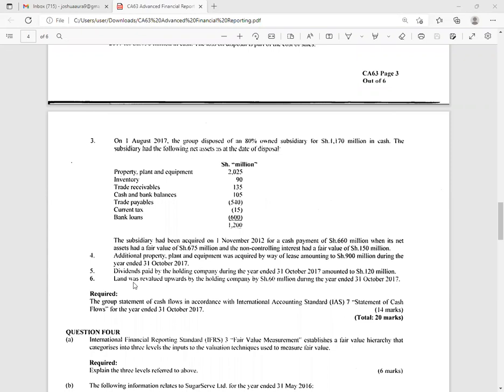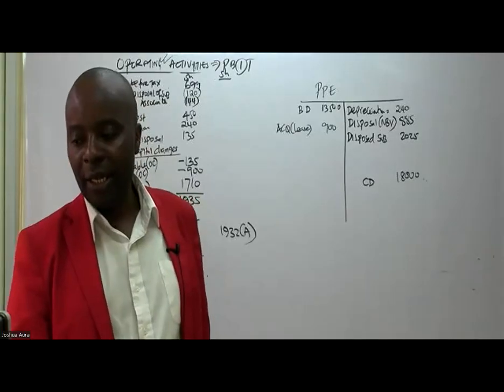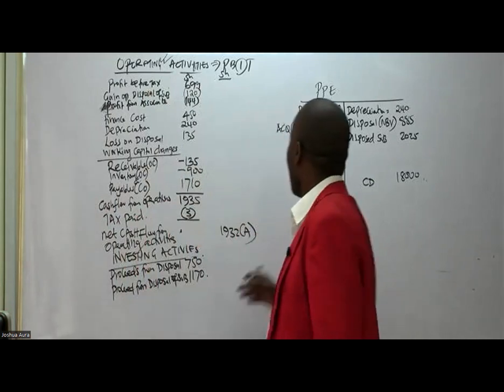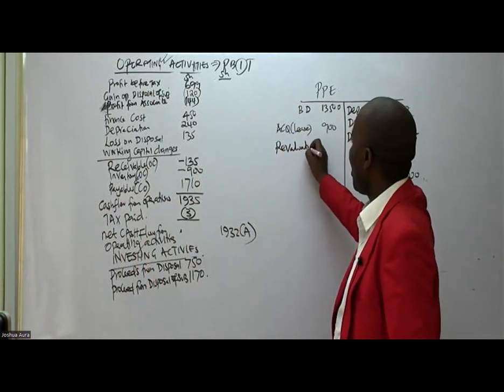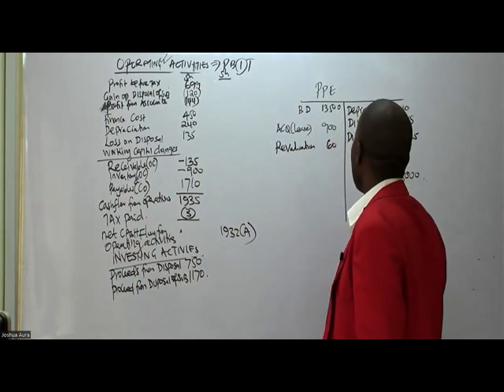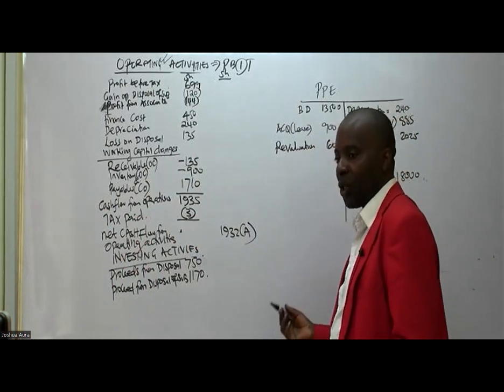And then we are told here, note 6, land was revalued upward. When you revalue land upwards, that is an increase in value, an increase by 60. So we are supposed to debit this account. PPE, debit here with revaluation. The revaluation is 60 there.